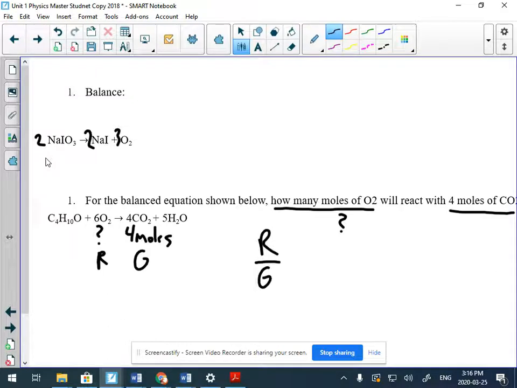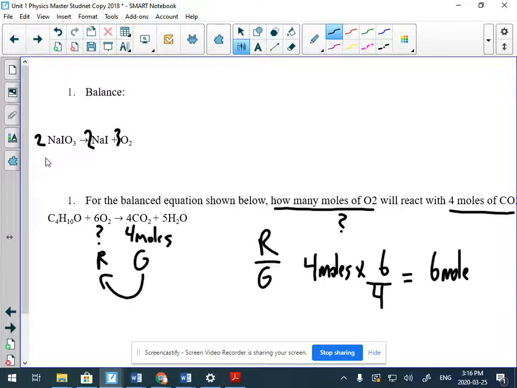So I'm going to go 4 mole times required, which is 6, over given, which is 4. Always draw an arrow to where you're going. That's your required. That goes on top. Times by where you're going, divide by where you've been. 4 times 6 divided by 4 is 6. 6 mole. Okay?